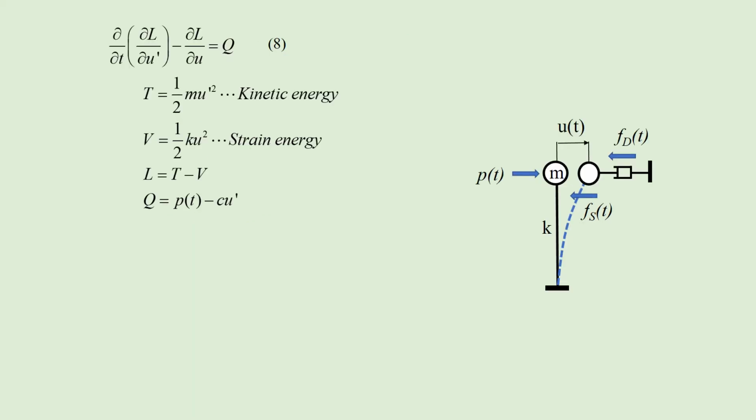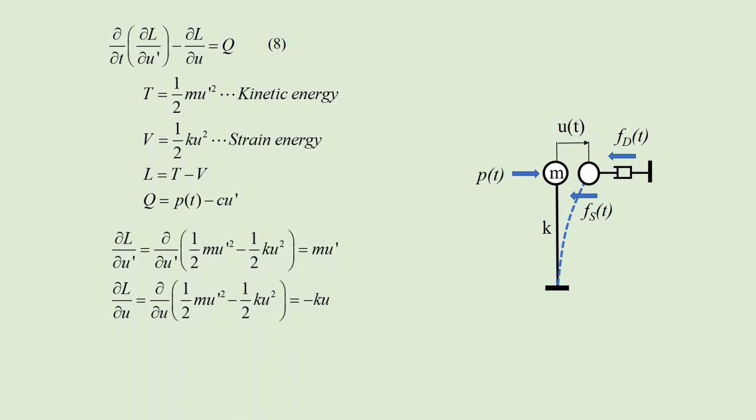Put T, V, L, Q into the basic equation 8. The partial derivatives of L with respect to u dot and u are obtained like this. Then we get this dynamic equation for SDOF, which is the same as that obtained by Newton's second law.